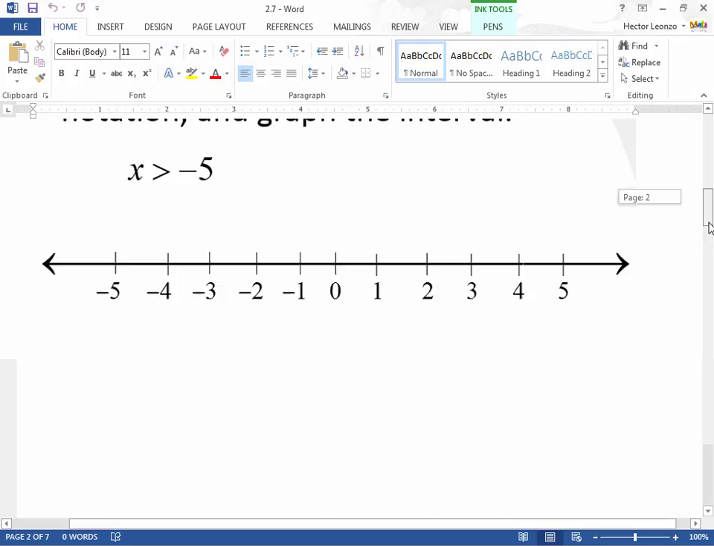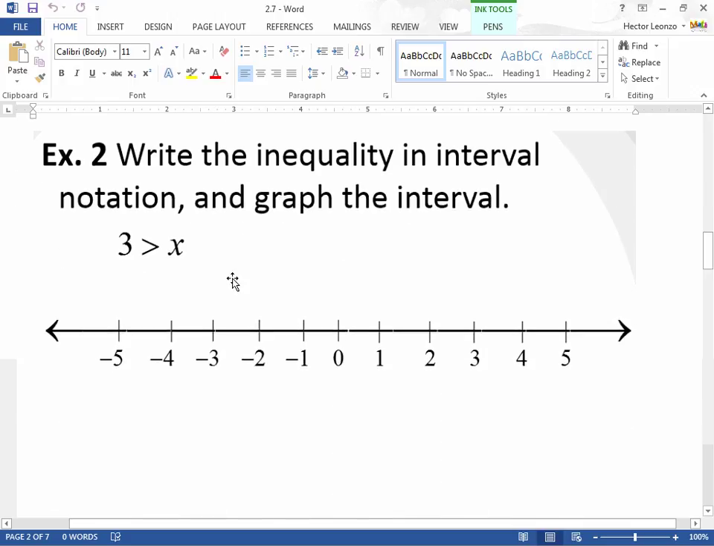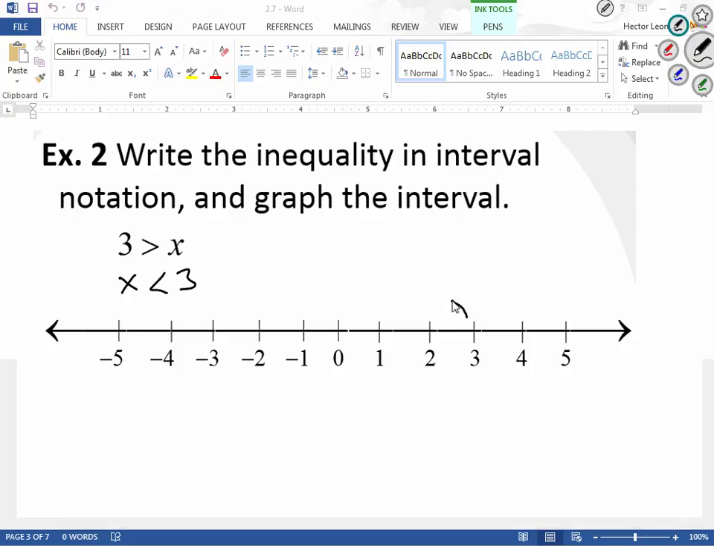My next example is going to make a little more sense. Here, I want the letter on the left, so let me flip everything. I'm going to have x here and 3 here, right? I'm not changing the signs. I'm going to flip my numbers, but at the same time, I'm going to flip my arrow. So 3 is greater than x is the same thing as x is less than 3. The reason I wanted the x first is because I know it's a parenthesis, since it's not or equal to. Now it looks like the arrow is going to the left. So I'm going to put a parenthesis at 3, and then go towards the left.